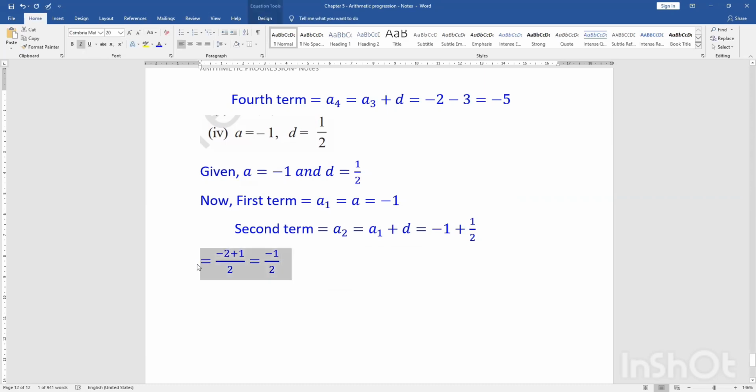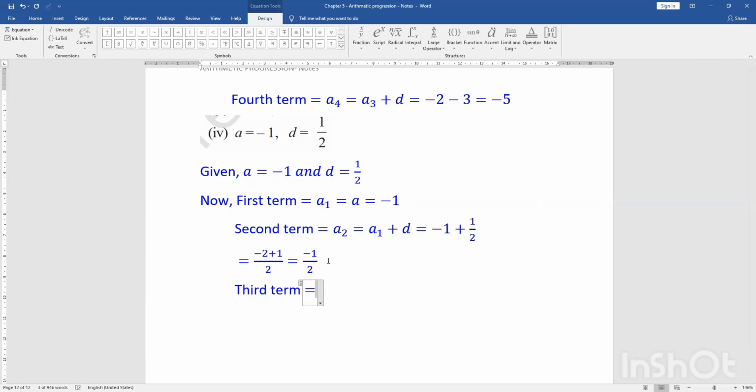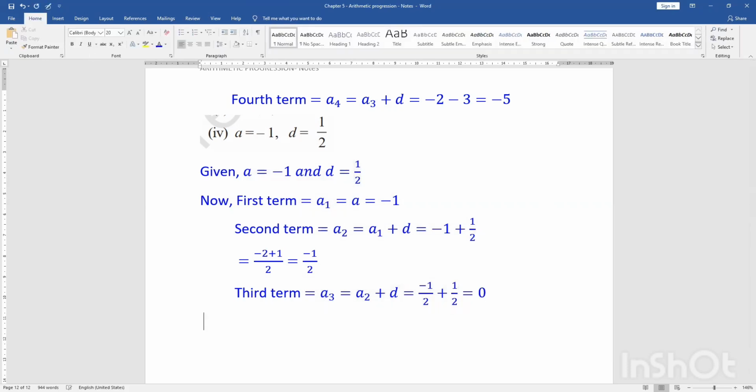Then we have the third term. So third term is nothing but A3, which is A2 plus D, right? So what is A2? A2 already you know is minus half, right? So minus half. And what is D? D already you know is 1 by 2. So minus half plus half will give you 0. Right, children?